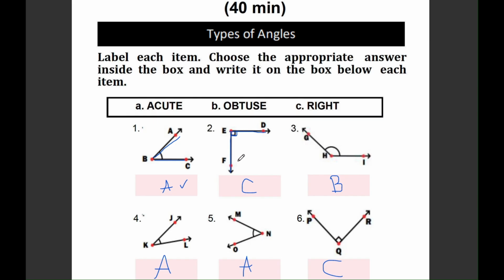Why not? A is less than 90 degrees. B is greater than 90 degrees. So the correct answer is C, right. The formula or reason is that a right angle is exactly equal to 90 degrees.